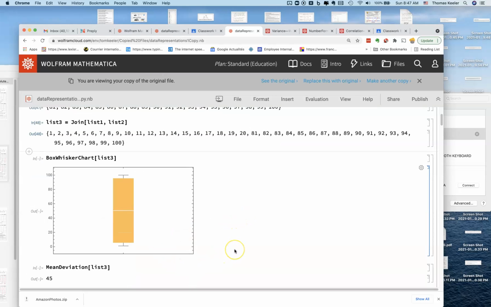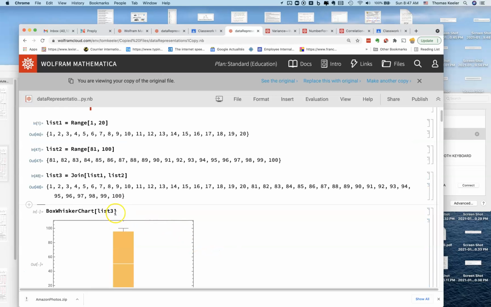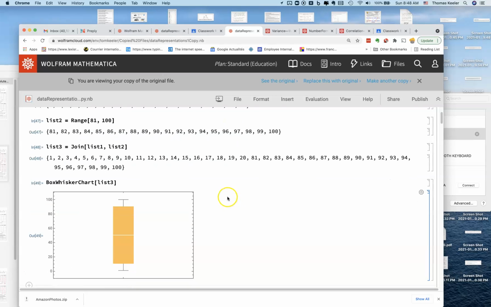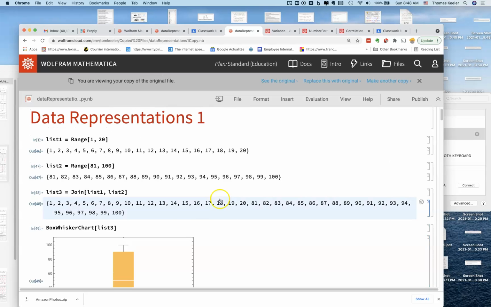Now let's see what our box and whisker chart looks like for list 3. So we go ahead and evaluate that, and we get this box and whisker chart in which we have this fatness. You can see that it's kind of confused by that. It's confusing, and the box and whisker chart doesn't really tell you much. Well, so let's see, could we change things a lot? What if we put a bunch of stuff in the middle? All right, so let's do that.